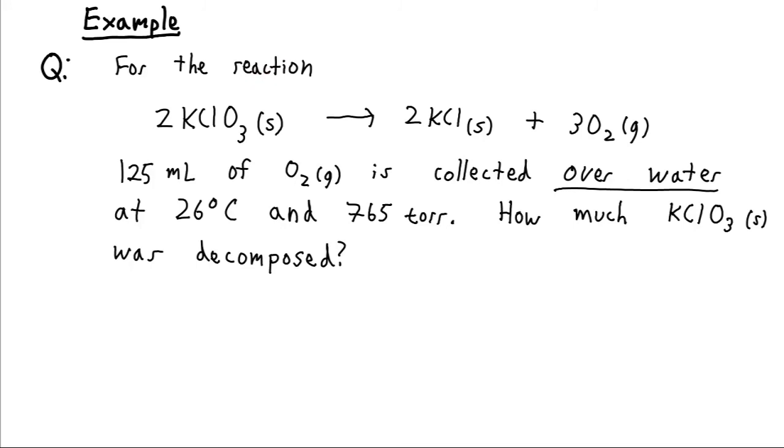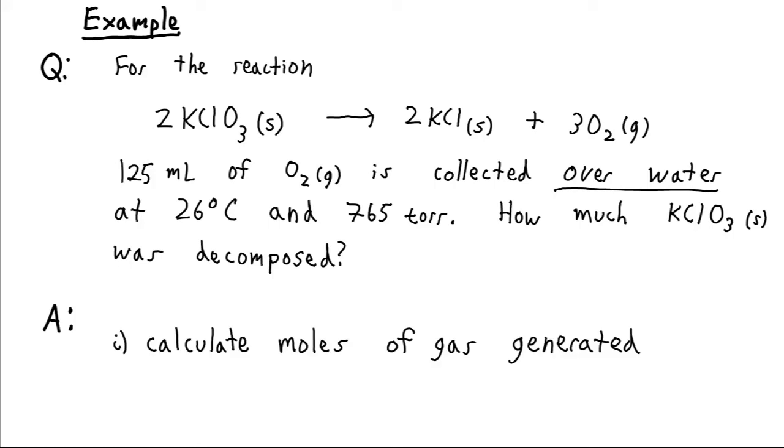So our strategy here, we're going to need to use our knowledge of Dalton's partial pressures to separate out the component of this pressure which comes from the O2. So we do that by getting rid of the component that comes from the water vapor. Once we know the amount of pressure from the O2, then we can use our ideal gas equation to figure out how many moles of O2 are present. And once we know that, then we can use our stoichiometry to convert from moles of O2 into moles of KClO3. And our final step, as always, will be to convert that into a mass. So let's go ahead and start by figuring out our pressure.